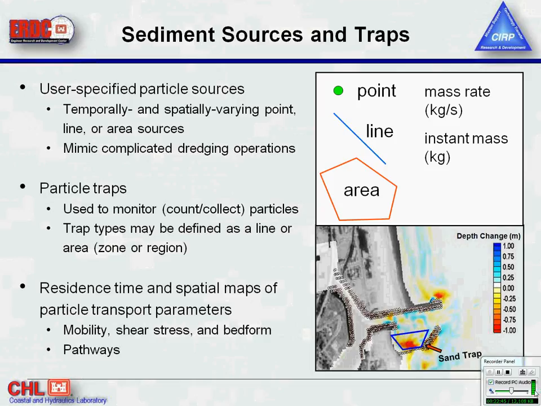And also using trap, we can calculate the resting time, and we can plot a spatial map of a particle transport parameter. And in the particle output, we can select those different parameters as an output. This includes mobility, shear stress, and mass, density, and also bed form.